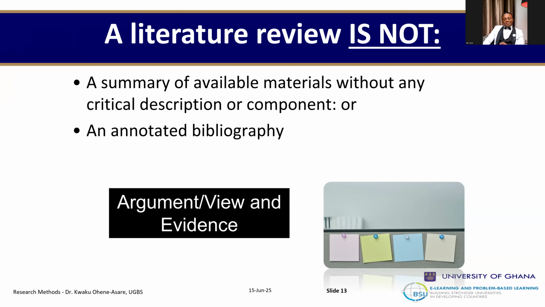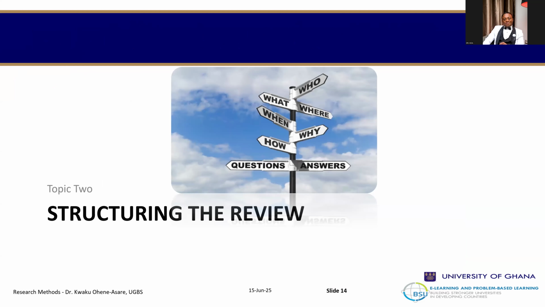Now, a literature review is not about summarizing what people have done, without critically describing a component. A literature review is not just an annotated bibliography. No. You've got to argue. You've got to give evidence. In fact, sometimes every paper that is cited is arguable. Sometimes you do that, and it is great. So that is the first aspect, which is analyzing the literature review.